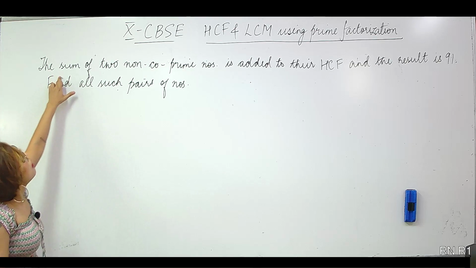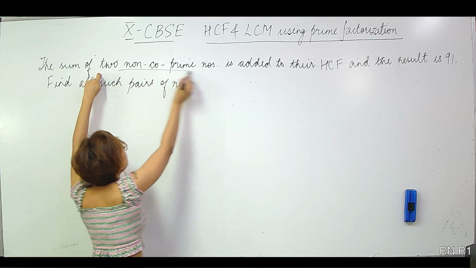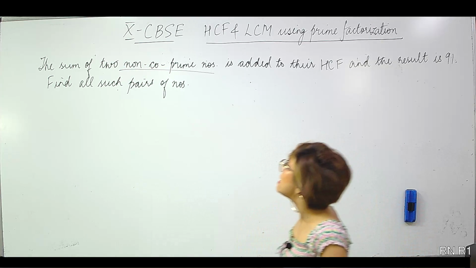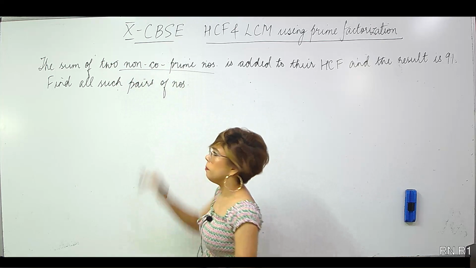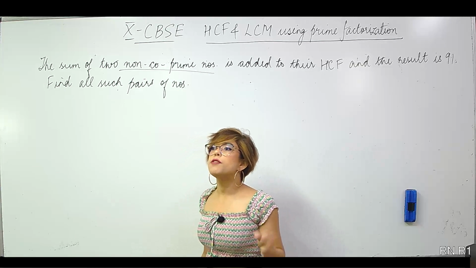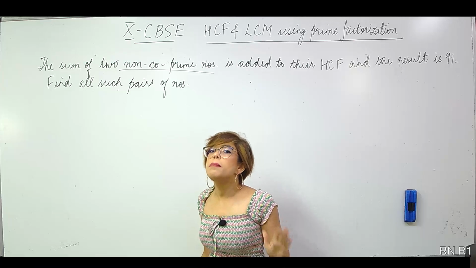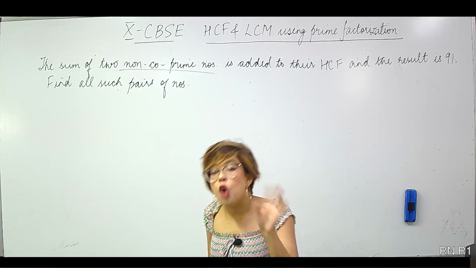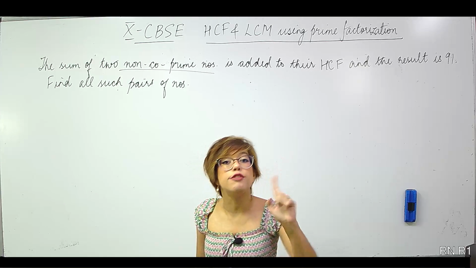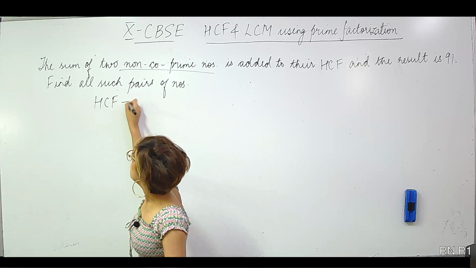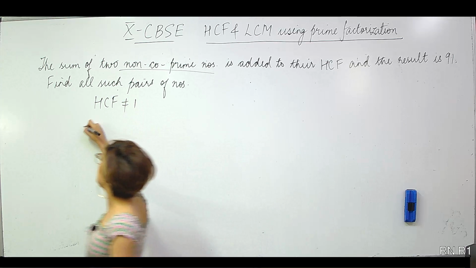Now, here it says sum of two non-co-prime numbers. So I need to talk about two numbers. And he says these two numbers should be non-co-prime, that means which are not co-prime. First of all, think of numbers which are co-prime. Co-prime numbers are those numbers whose HCF is 1. He says not co-prime, so that means the HCF should not be 1. That is what I understood. HCF cannot be 1.